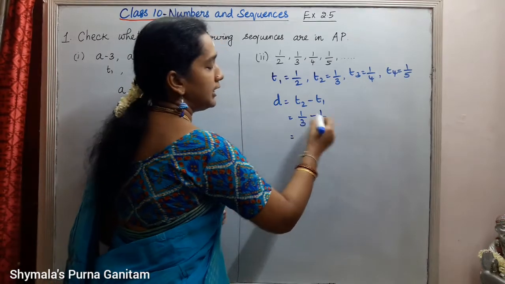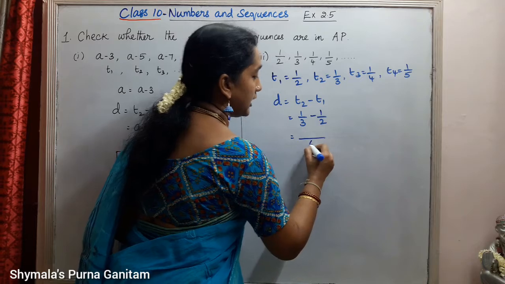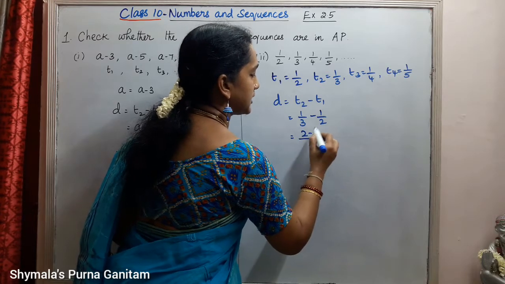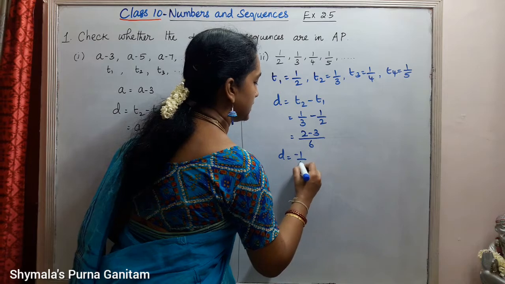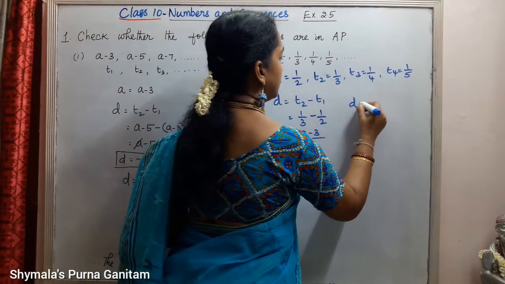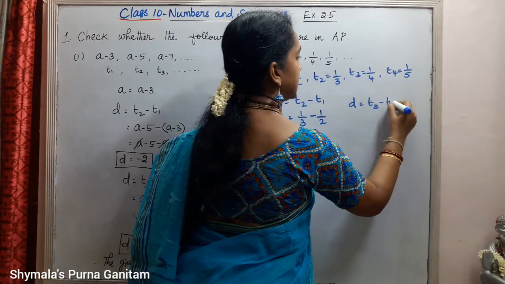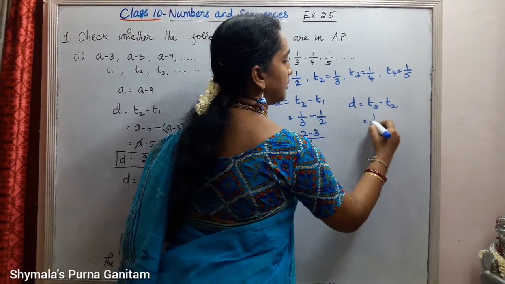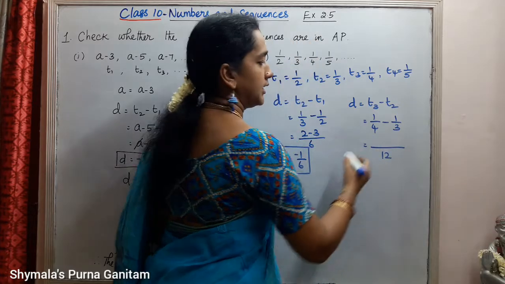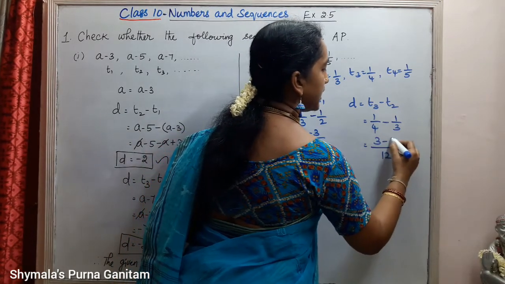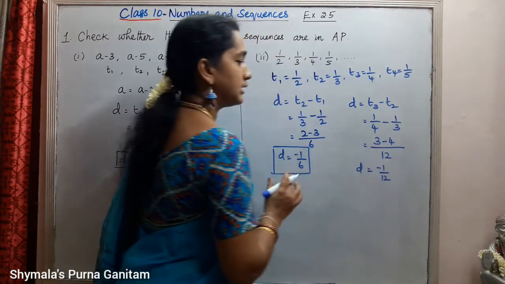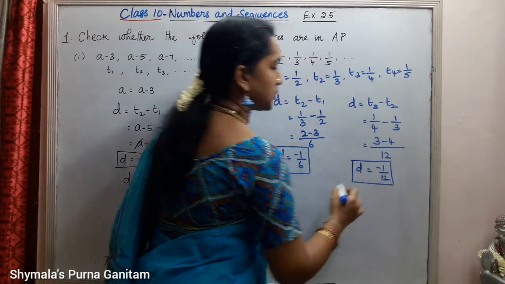We have to find the difference of this by taking the LCM. 3 twos are 6, so 6 is the LCM. When we find the difference, we will get 2 minus 3, so d is equal to minus 1 by 6. This is the d for T2 minus T1. Now we will find d for T3 minus T2. T3 is 1 by 4 minus T2, which is 1 by 3. The LCM for this is 12. When we simplify this, we will get 3 minus 4, so that is equal to minus 1 by 12. So the difference for this is minus 1 by 12.